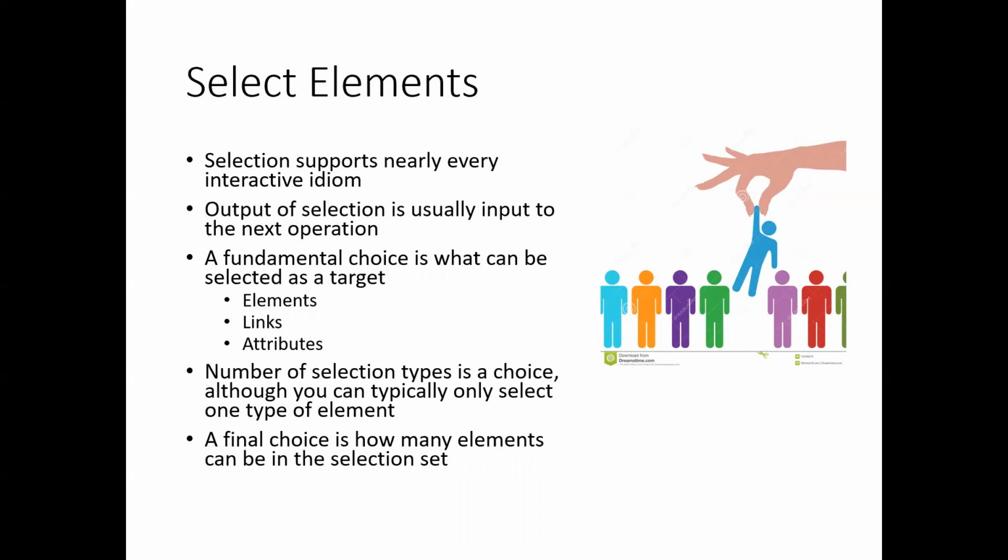Another critical design choice is the number of selection types. Typically, you can only select one element, but there's tools such as doing a shift click that allow you to select multiple tools or multiple elements.